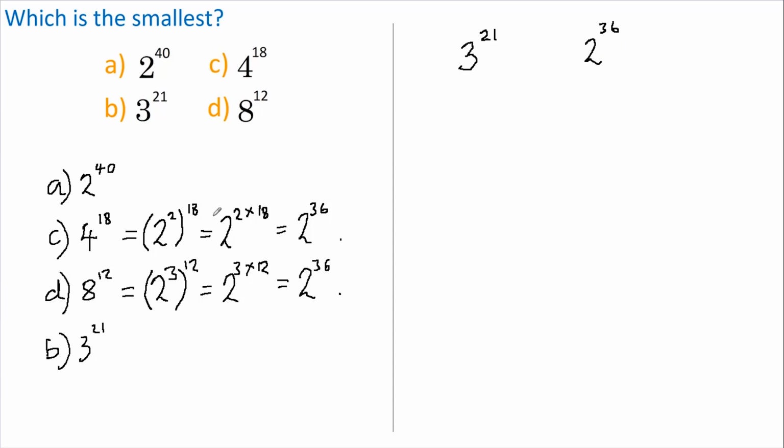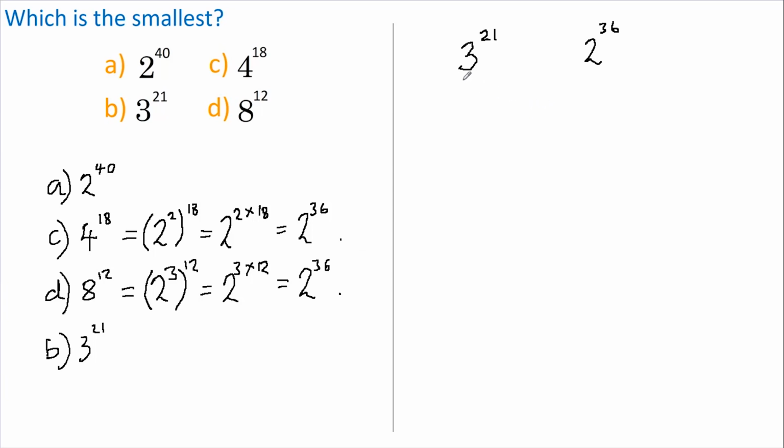First, notice what happens over here. When I took the square root of 4 to get 2, the power doubled to 36. And when I took the cube root of 8 to get 2, the power trebled from 12 to 36. And that's the principle that I'm going to use in solving this.